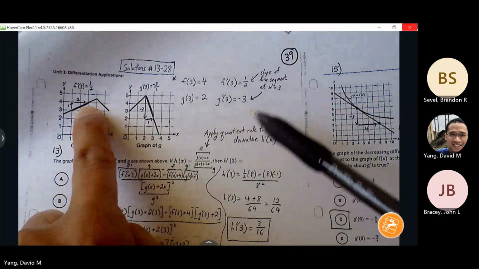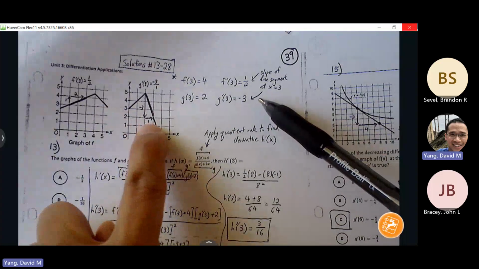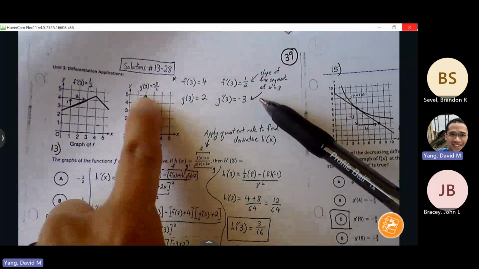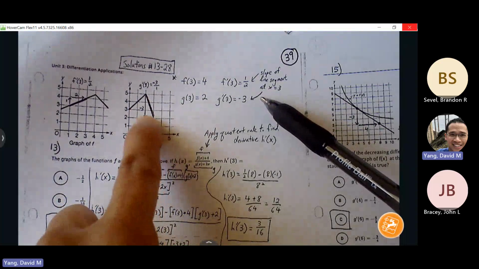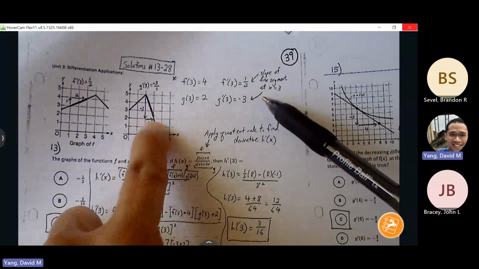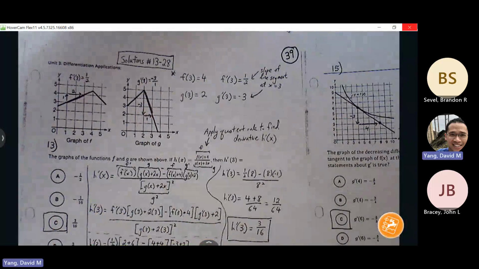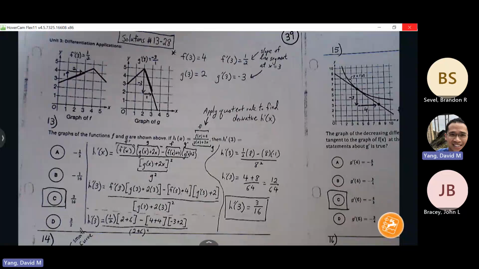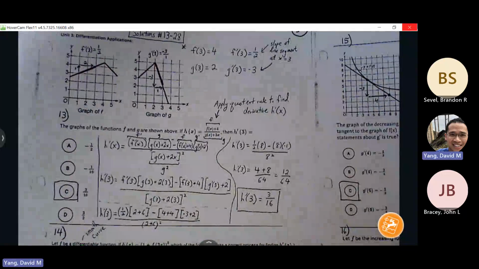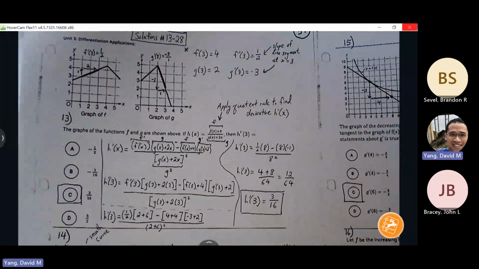That's my slope. g prime of 3, the slope of the graph at 3, is the negative slope. Pick any 2 points. I go down 3 over 1, so -3. And it's just a matter of plugging all these numbers in and getting it down to a numeric answer that matches the answer choice C.